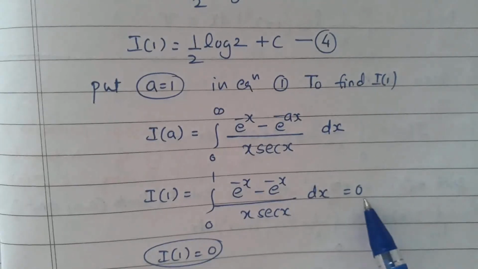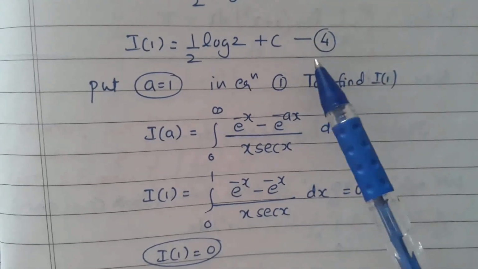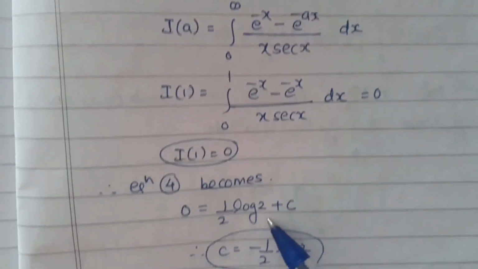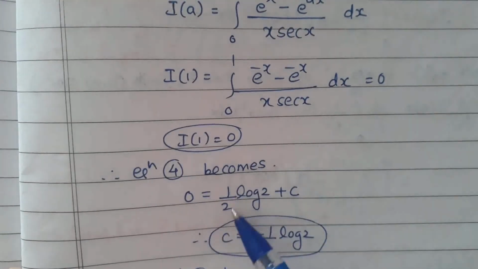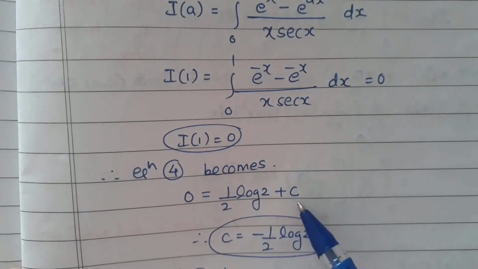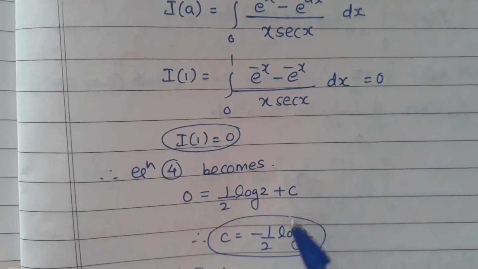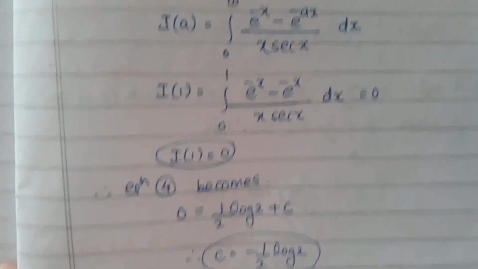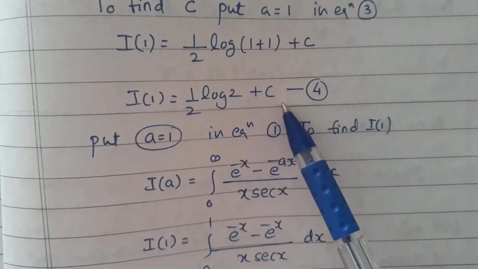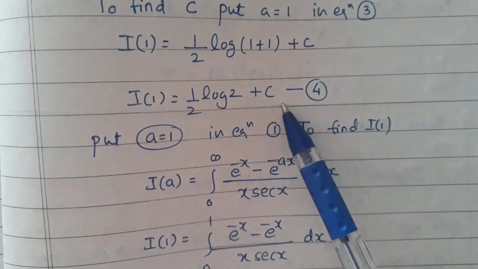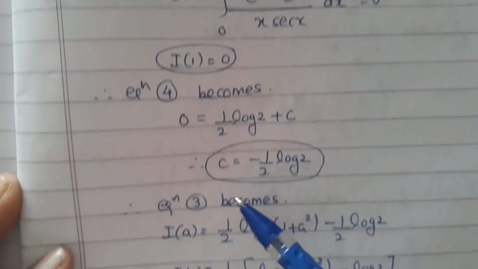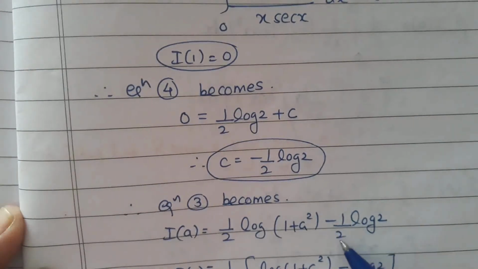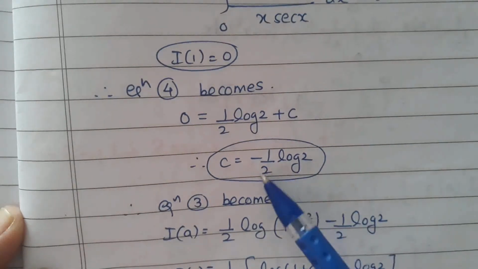If the value of I of 1 becomes 0, and you put this value in equation number 4, this equation becomes 0 is equal to 1 by 2 log 2 plus c. Therefore, the value of c is minus 1 by 2 log 2. So place this value of c in this equation number 4. So the next step is here. I of a is equal to 1 by 2 log of 1 plus a square minus 1 by 2 log 2. This is the value of c.